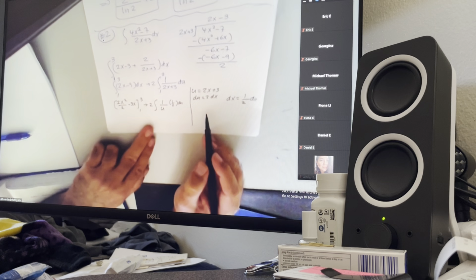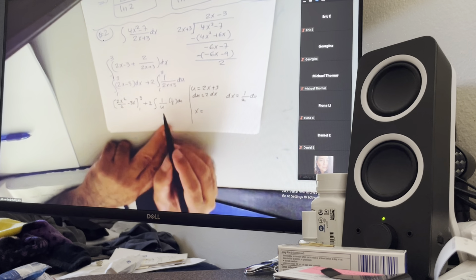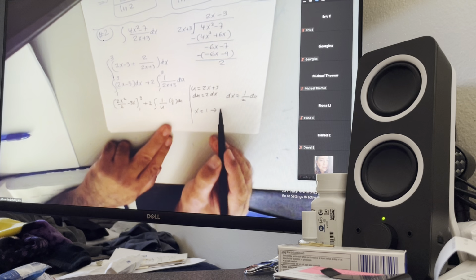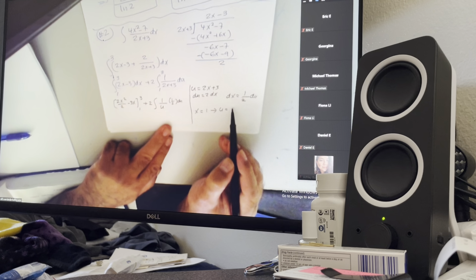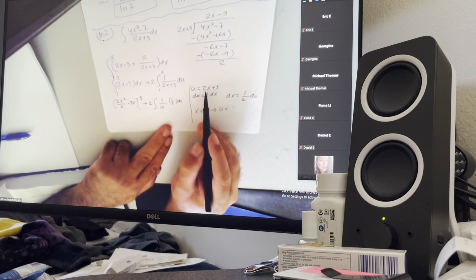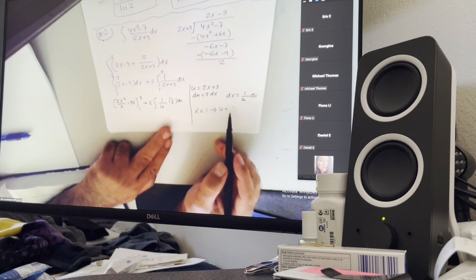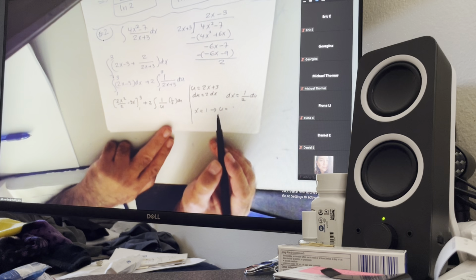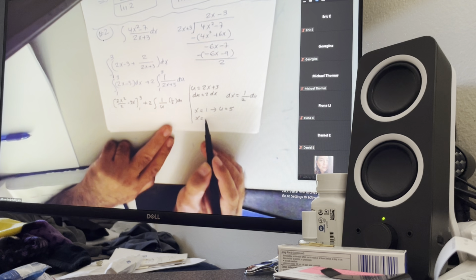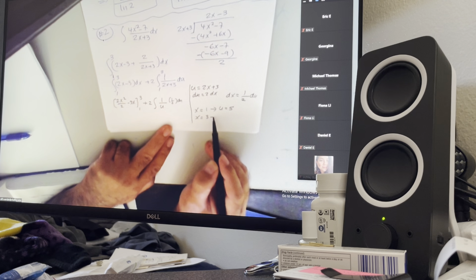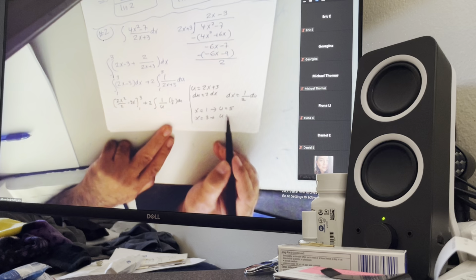And you can change the limit also. If x is equal to 1, u will be 5. Or negative. So if x is 1... x is 3, so that's u is 9.